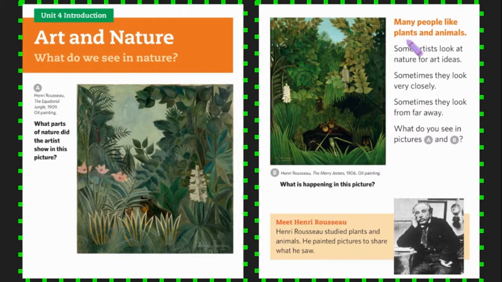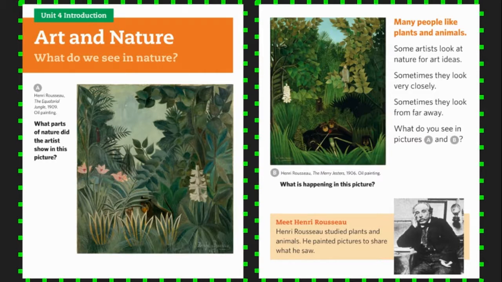Here it says many people like plants and animals. Some artists look at nature for art ideas. I know I do. I love to draw art from nature. Sometimes they look very closely, and sometimes they look very far away, so the objects look very small. What do you see in picture A and picture B? Yes, very good. You see animals in their habitat, you see nature, you see plants.